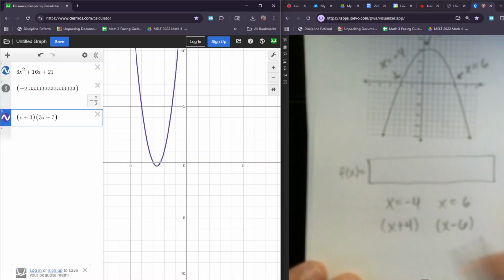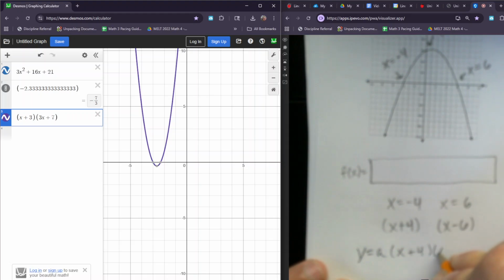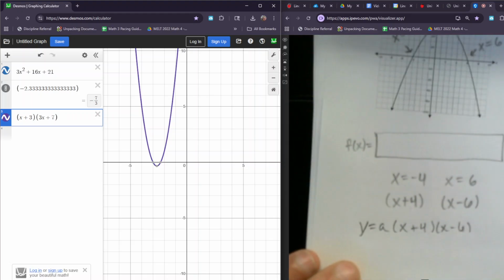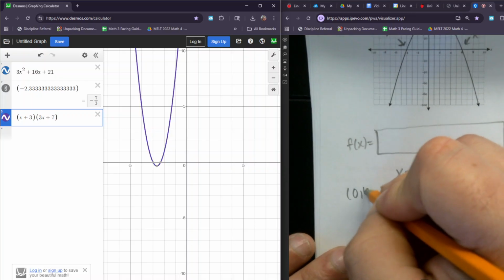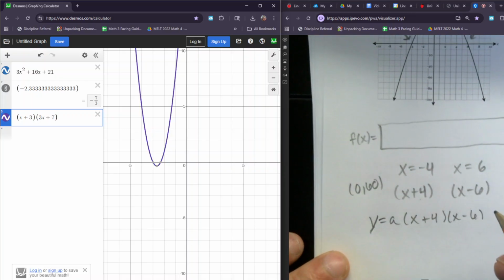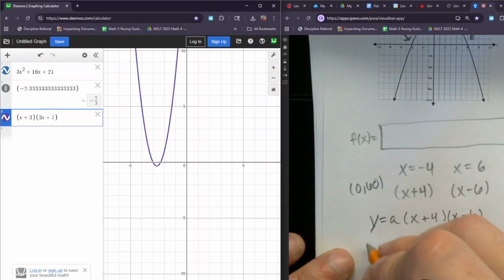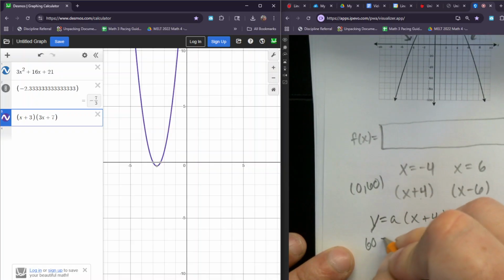Now, what you're going to do is y equals a times your factors, x plus 4, x minus 6. And you're going to take the y-intercept that they give you, which is (0, 6). We found that a minute ago on the graph. You're going to put the y here for y.